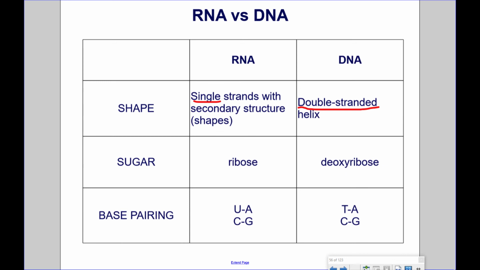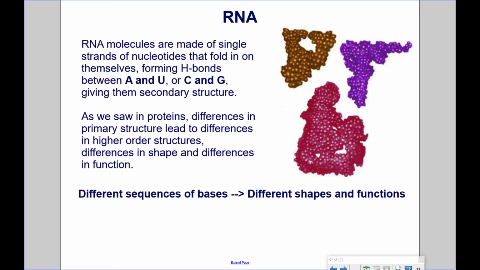The base pairing in RNA: uracil U pairs with adenine A, and cytosine C pairs with guanine G. In DNA, thymine pairs with adenine A, and cytosine C pairs with guanine G. RNA. RNA molecules are made of single strands of nucleotides that fold in on themselves, forming hydrogen bonds between adenine and uracil, or cytosine and guanine, giving them secondary structure.